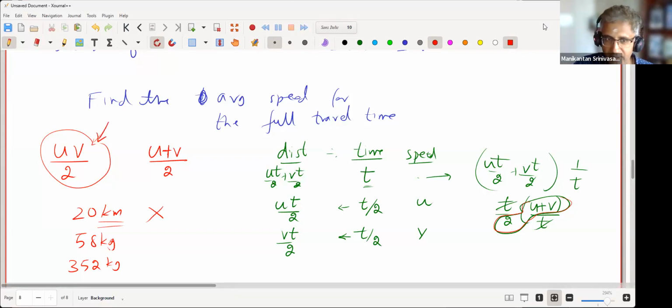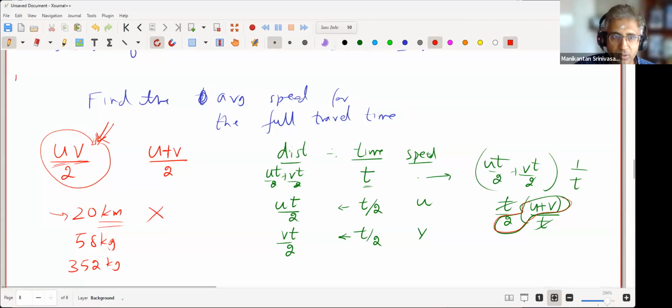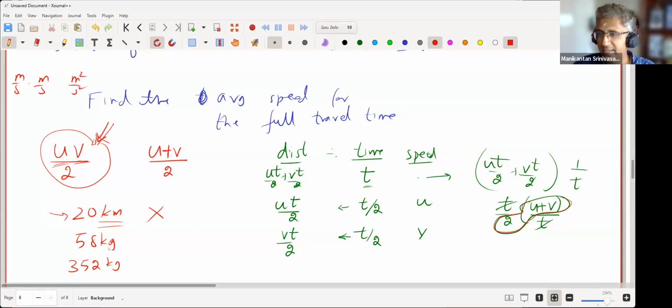That's very obvious, right? It's exactly the same thing that's happening, Arjun and Sukrit, when you said uv by 2, because it's a product of two speeds. How can a product of two speeds be another speed? It's like meters per second into meters per second. When you multiply, the units become meter square per second square. That doesn't make sense at all.